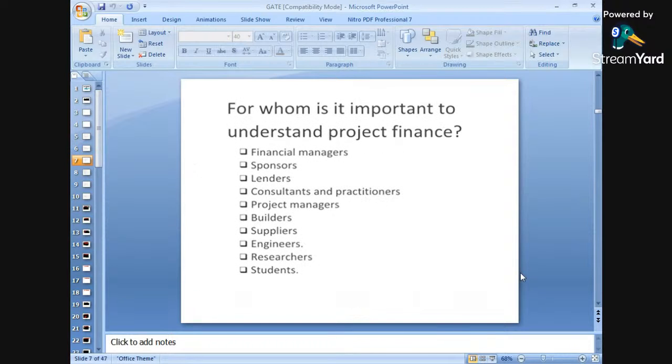For whom is it important to understand project financing? Financial managers, sponsors, lenders. Lenders are the investors. Nowadays, various banks are willing to invest the amount for a particular construction work. So lenders are the investors, those who are investing for a particular type of work. Then consultants and practitioners, project managers, builders, suppliers, engineers, researchers, and students. So these are the various categories for whom this project financing part plays an important role.